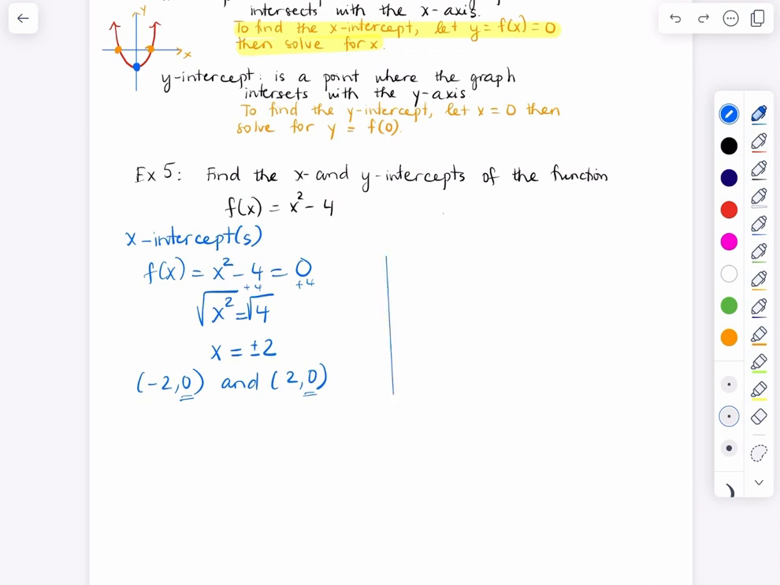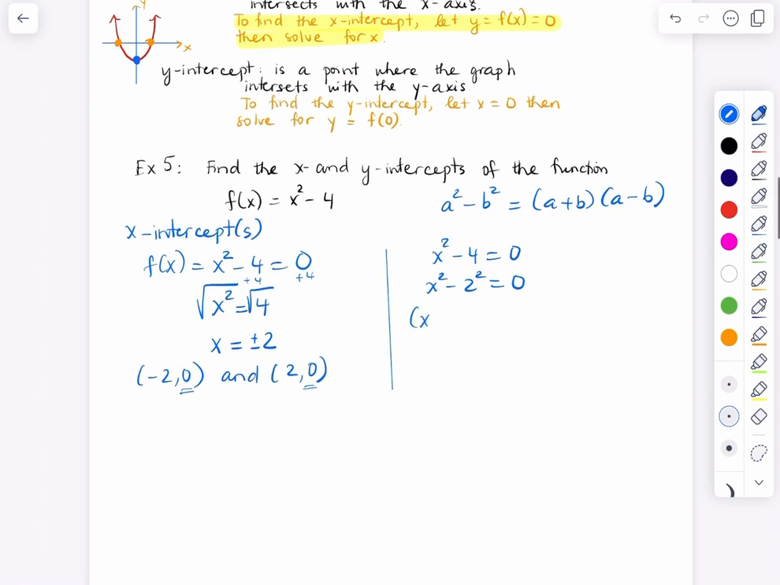Here's a second way to solve this equation. You can solve by using factoring. We can use the difference of 2 squares. A squared minus b squared is equal to a plus b times a minus b. So the left side of this equation can be written as x squared minus 2 squared is equal to 0. Now we have difference of 2 squares. Applying the formula, this should become x plus 2 times x minus 2 is equal to 0.